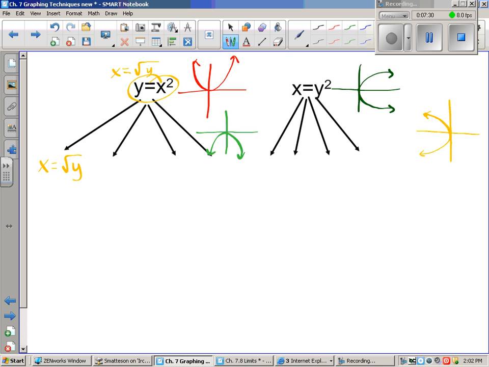And let's just look at that. This means the x's are positive. Look at this graph right here. Where are the x's positive? Is that the right or the left? It's the right. So this graph is looking for that section of the equation.